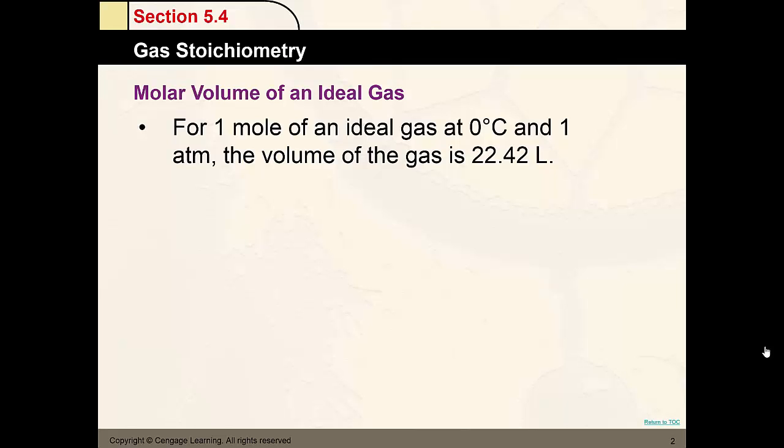And we're back. All right, today we're going to talk about two things. Gas stoichiometry, where we're converting to some mass or moles of product from a certain amount of volume.